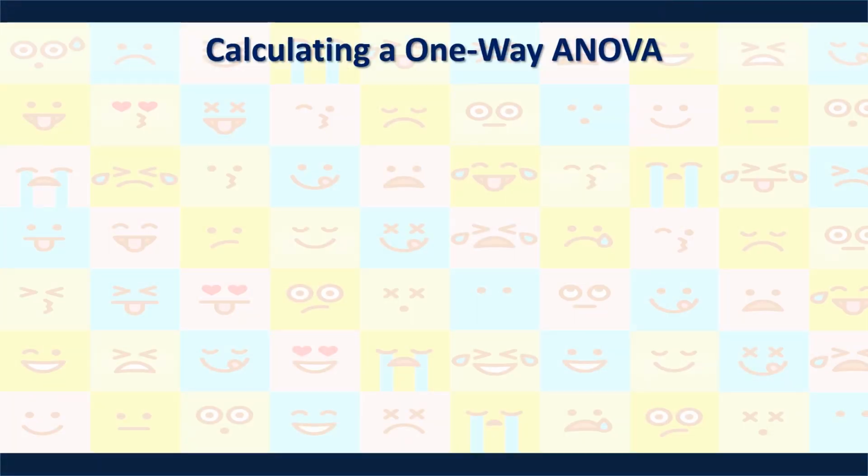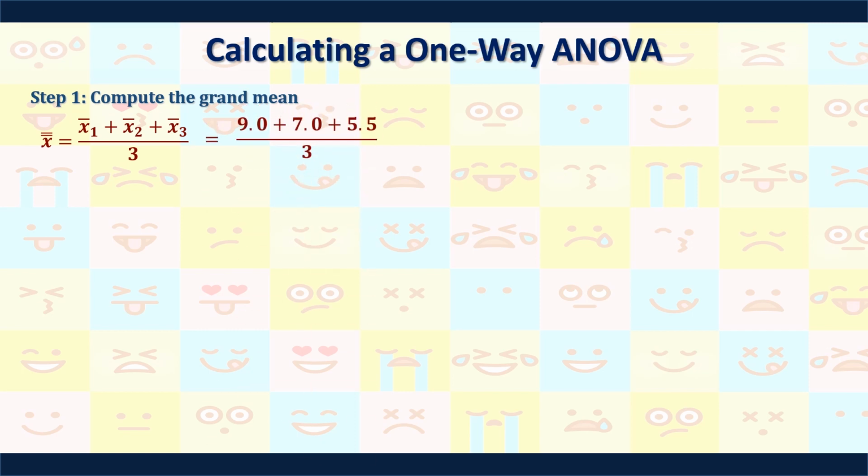To begin calculating the one-way ANOVA, we need to start by calculating the grand mean, which is represented by an X with 2 lines above it. The calculation for the grand mean in this problem is very simple. We simply take an average of the 3 group means. The means of the 3 groups were 9.0, 7.0, and 5.5. So we add those numbers and divide the sum by 3, giving us 7.17.